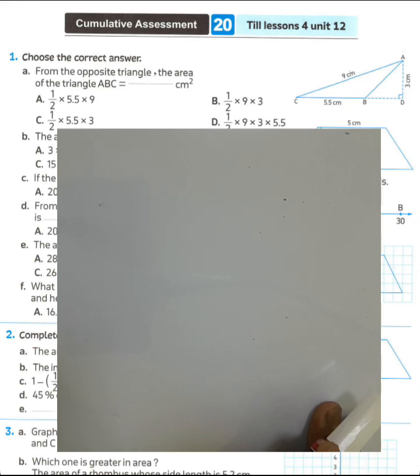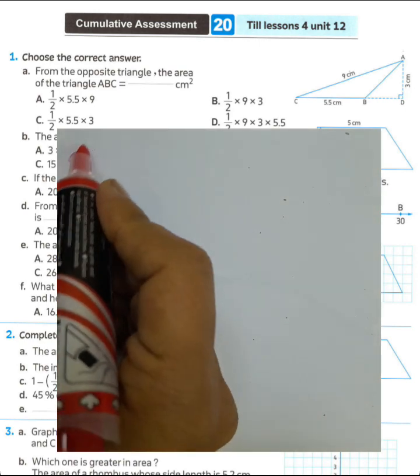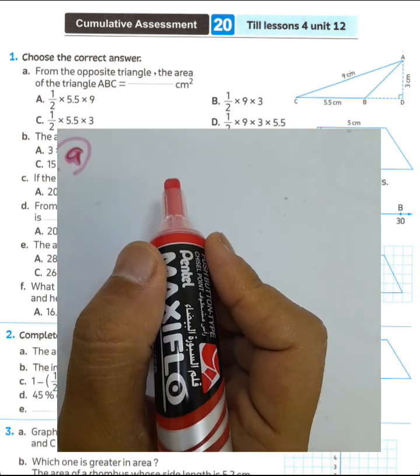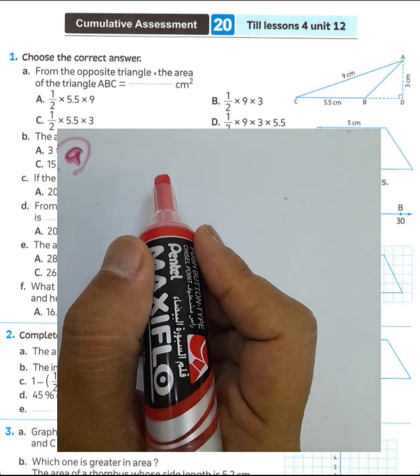Assessment number 20. Choose the correct answer. Number 1, letter E. From the opposite triangle, the area of triangle ABC equals what?